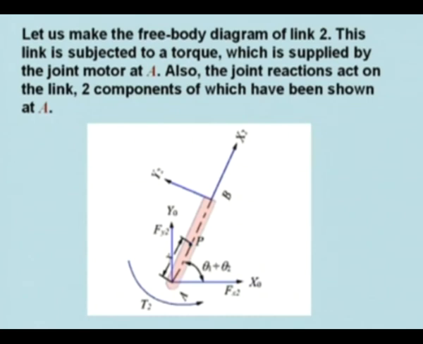So this is supplied by the joint motor at A. The joint reactions act on the link. They are acting, and we have shown some Fx2 and Fy2 components, but we are not going to determine this. It is not necessary to determine the joint reactions, but I have shown them here.